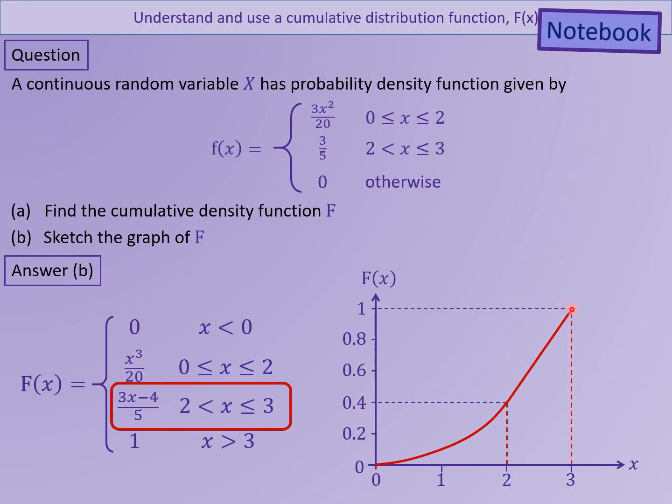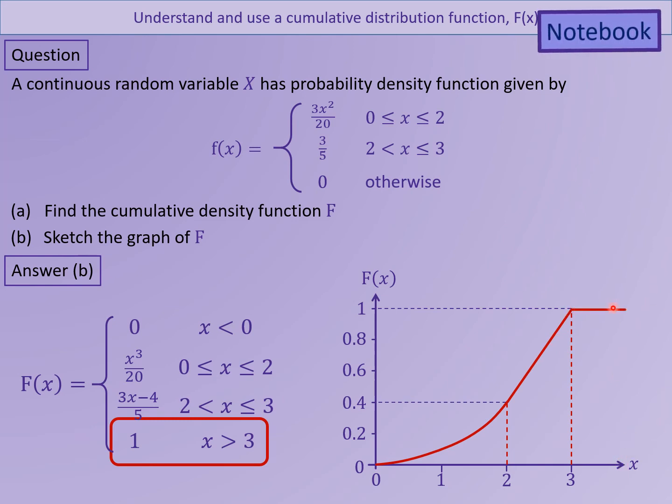I wasn't far off back there. There is the graph of my CDF. After that point, it's 1. It's always a good idea to just draw the little line just at the end of your axes. And there we go.